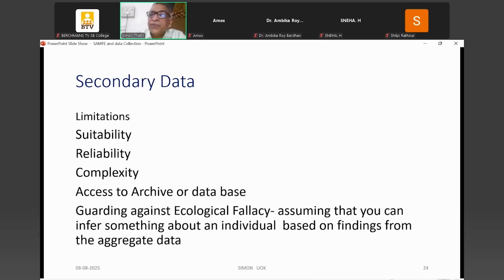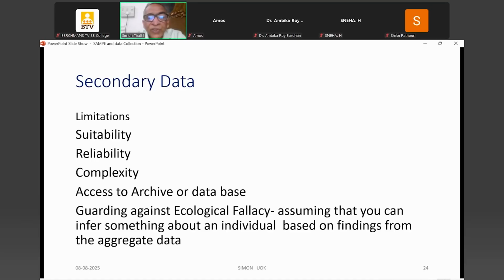Then complexity. The data might have been complex in different forms because it's collected for a general purpose. And access to the archive or the database. When I said Bloomberg, I'm not directly getting secondary data in a published form in an open access format. If you want to get data from a database like Bloomberg, I have to pay for the terminal, or I must subscribe to it. So once it is not subscribed, that data is not available. Secondary data is available, but it is available only in a paid format. So access becomes a big issue.